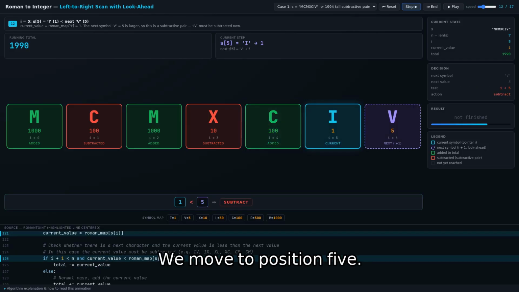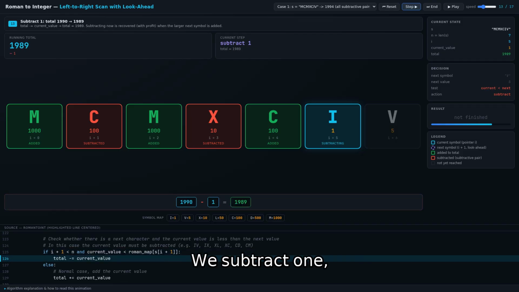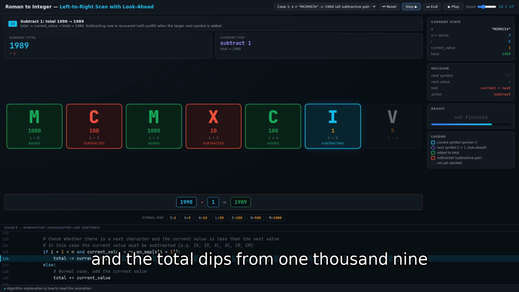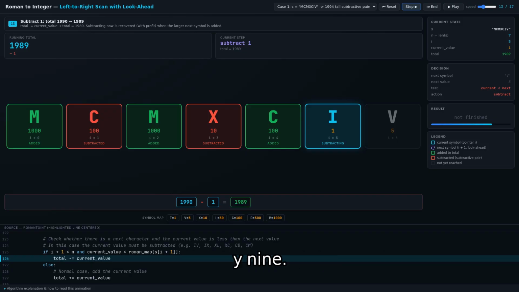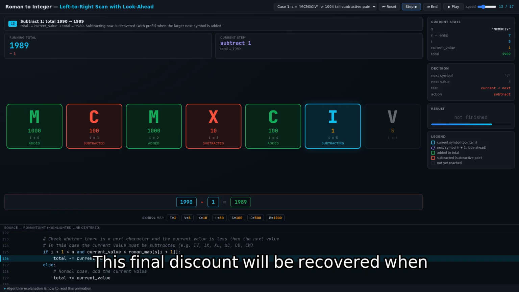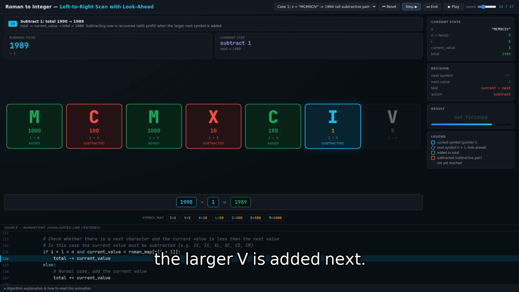We move to position 5. The current symbol is I, worth 1. The next symbol is V, worth 5. 1 is smaller than 5, so this is the third subtractive pair. The I is the front half of IV, meaning 4, so we subtract the I now. We subtract 1, and the total dips from 1,990 to 1,989. This final discount will be recovered when the larger V is added next.